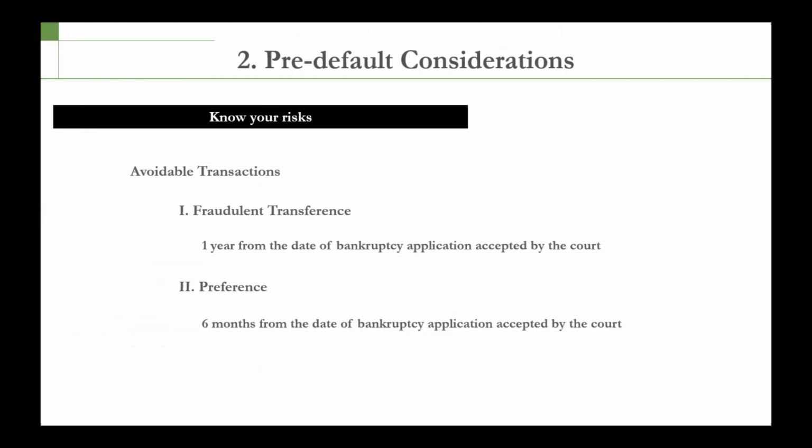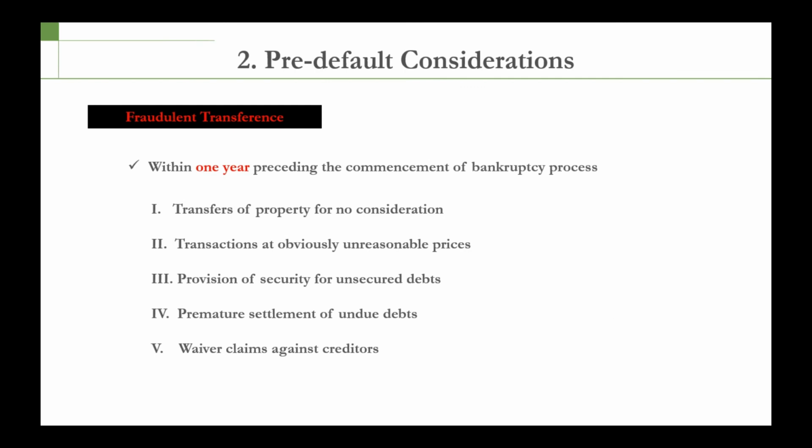Secondly, you need to know your risks. The major concern would be avoidable transactions. This would generally fall into two categories: fraudulent transfer and preference. For fraudulent transfer, the administrator can avoid the transaction if the transaction happened within 1 year from the date that the bankruptcy application is accepted by the court.